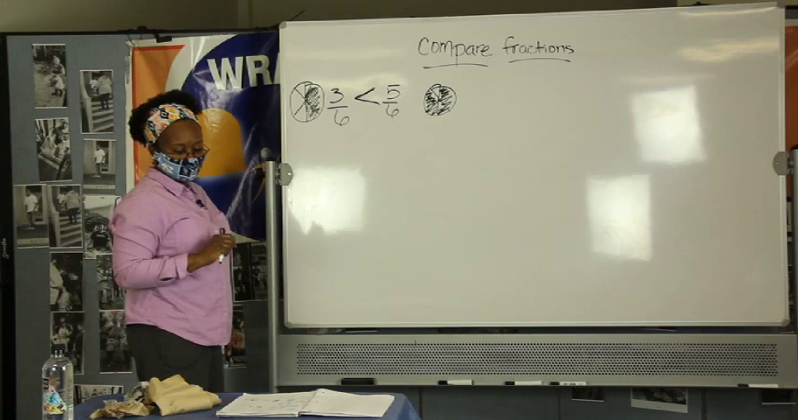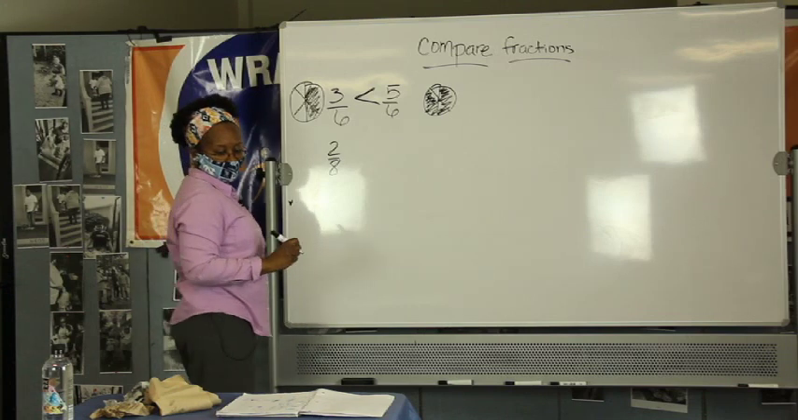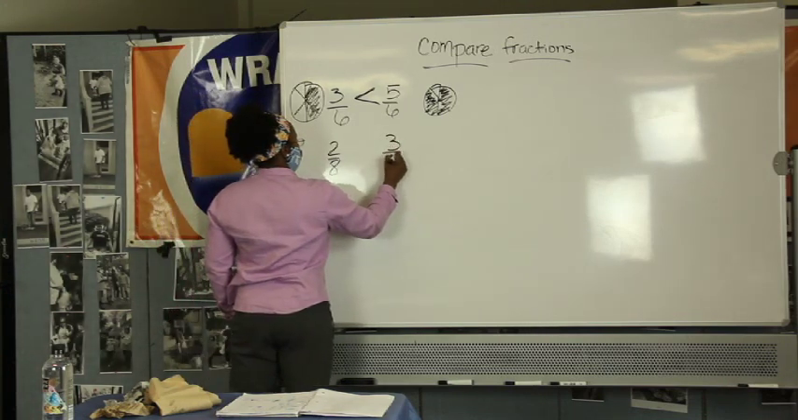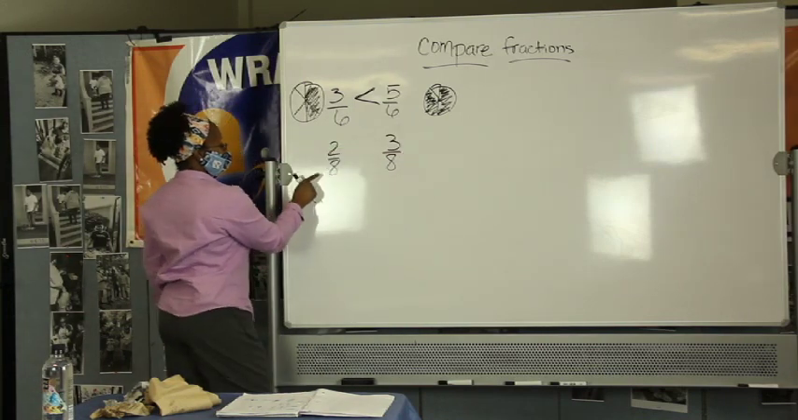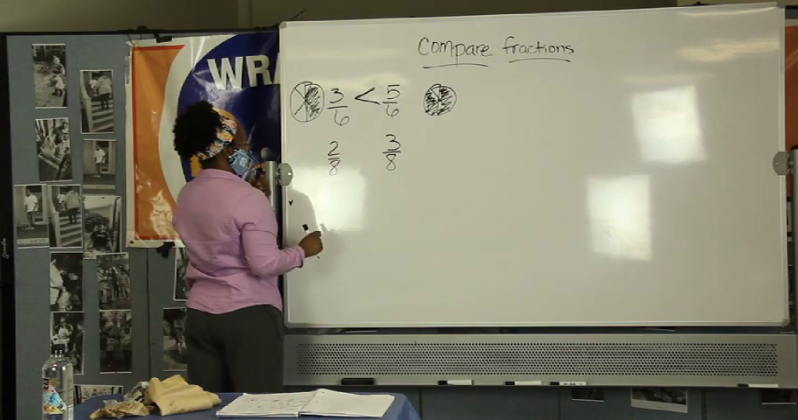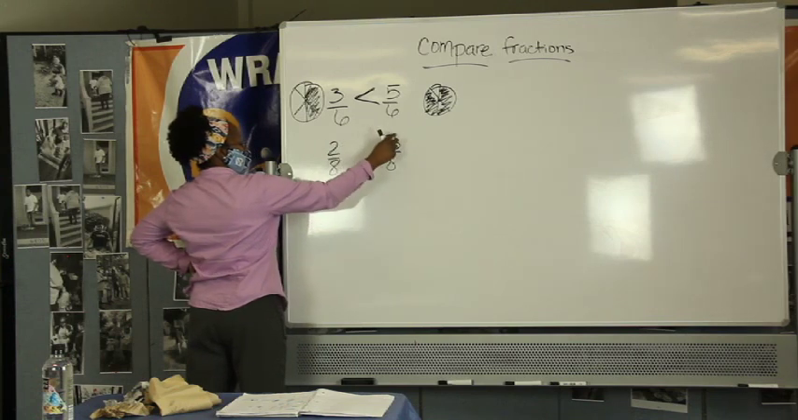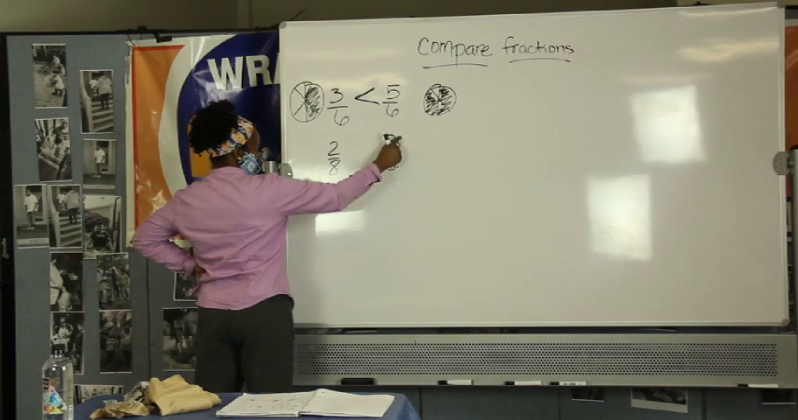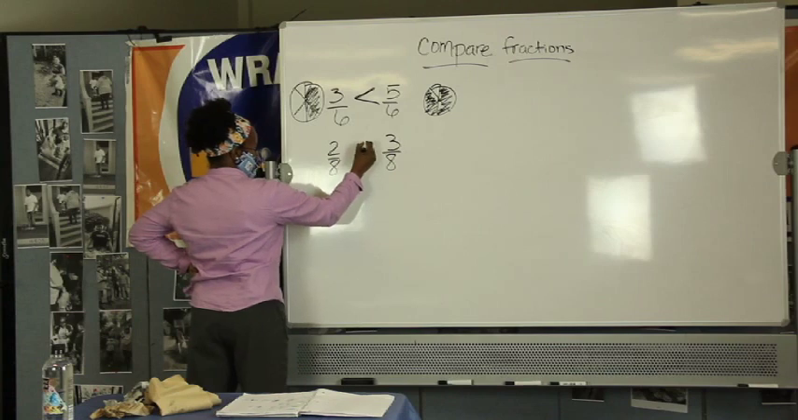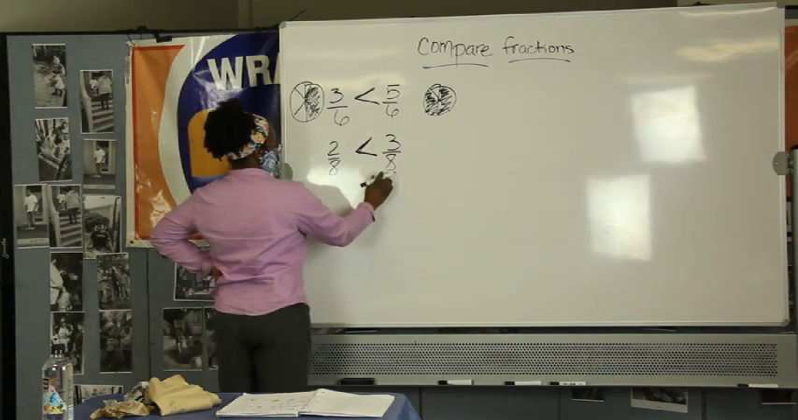So let's look at another one. If we have 2 over 8 and 3 over 8, I know these are pretty simple. I'm not going to draw. Just look, because they have the same denominator, which is 8. This is going to make it easy. Look at the numerators, the top number, and see which one has the biggest number. And of course, 3 is bigger than 2. So we're going to have the little mouth chomp up the bigger amount, okay? That means this is the greater fraction.